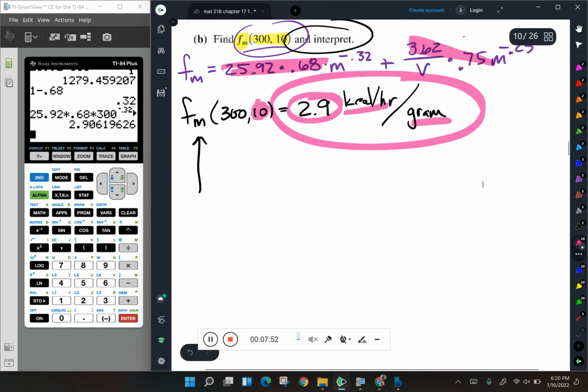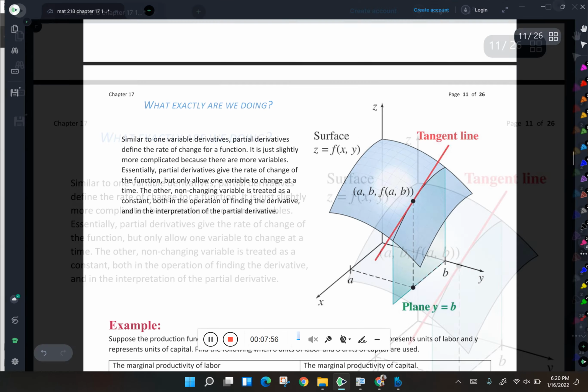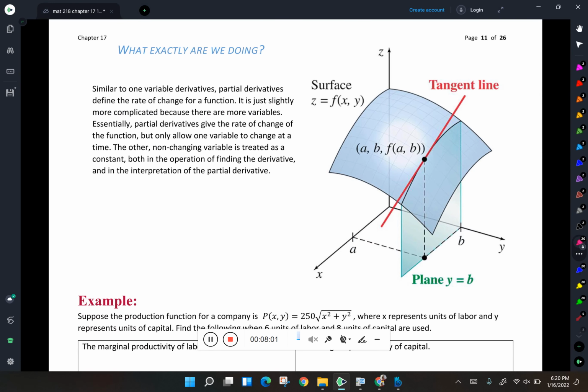So what this is leading us to is, what exactly are we doing here by taking these partial derivatives? Okay. So partial derivatives are defining a rate of change of a function. It's just slightly more complicated than a plain old tangent line because there's more variables. Essentially, partial derivatives give the rate of change of the function, but only allow one variable to change at a time. Since the other non-changing variable is a constant, we just say whatever that other one is, it doesn't change.